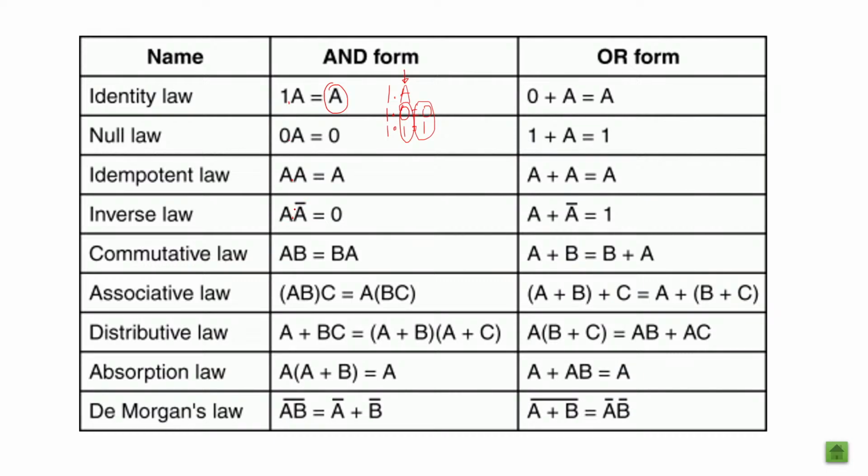Anything ANDed with a NOT will always return 0 because you're flipping it. You're flipping it. So you have to get used to and comfortable with doing these, especially these top ones.